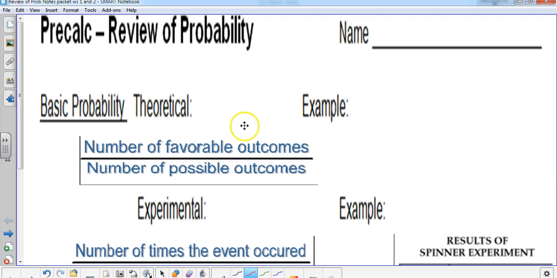We'll see if it goes better than it did this morning, because my smartboard wasn't working right, so it didn't go very well. All right, this is worksheet 1 and 2. We'll see how far we get. I don't know. On notes on probability.